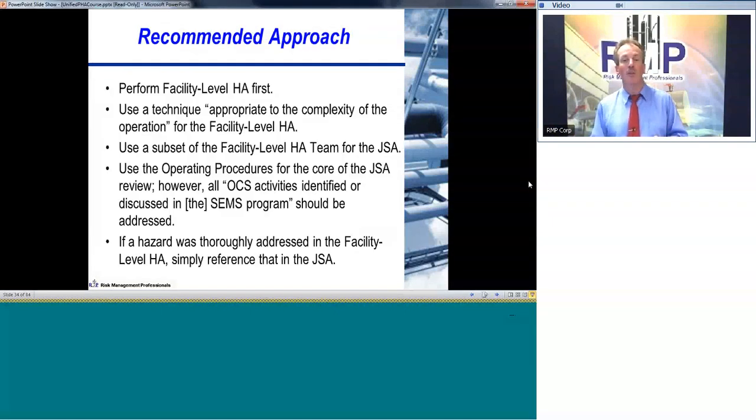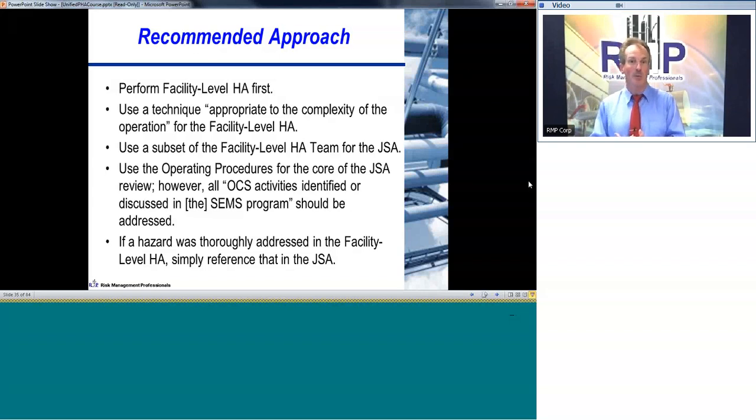So when you apply these things, what we recommend is that you do the facility level hazards analysis first. Look at the design, how robust is the design? So when you're addressing your SEMS hazards analysis requirements, you want to look at the facility level hazards analysis first. You want to use one of the techniques that are endorsed as readily applied, a modified 14C review. We'll talk about that shortly. And also we've got a webinar coming up on that.